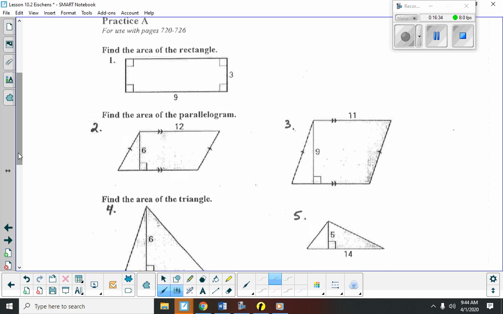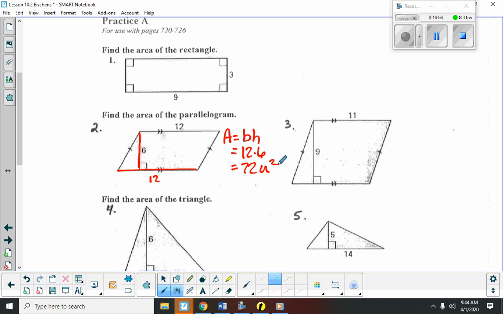Write the formula down. So first of all, we have the area of a parallelogram. We'll do this one. It would be base times height. The base, let's see, these two sides are 12. So your base is 12. Your height is 6. 12 times 6 is 72 units squared.